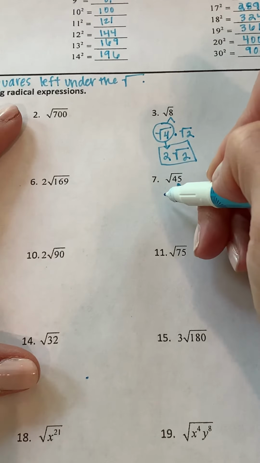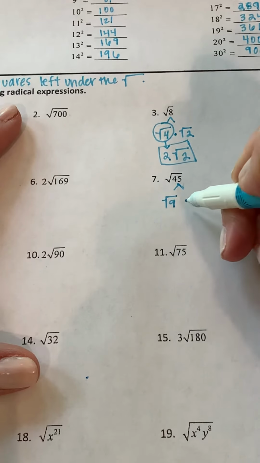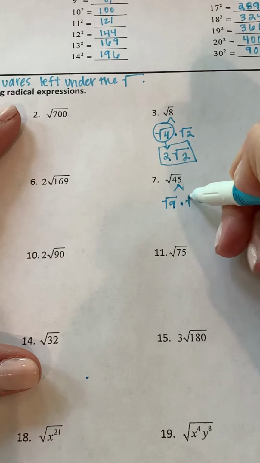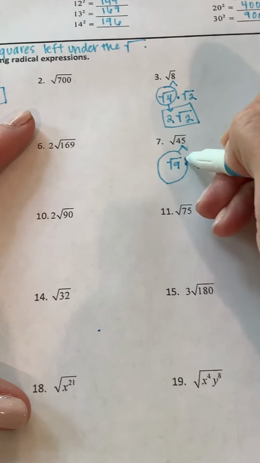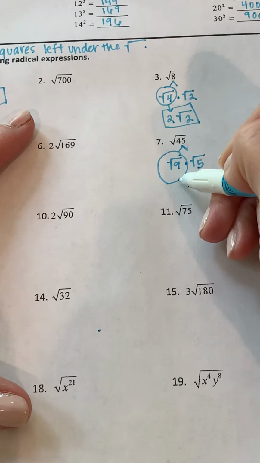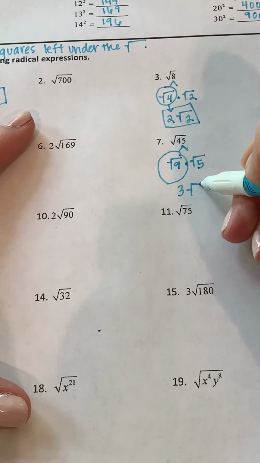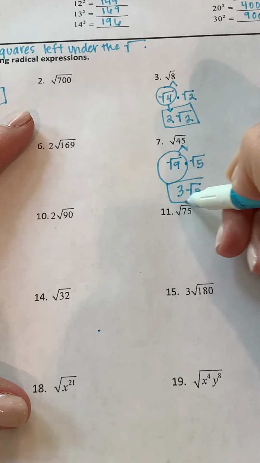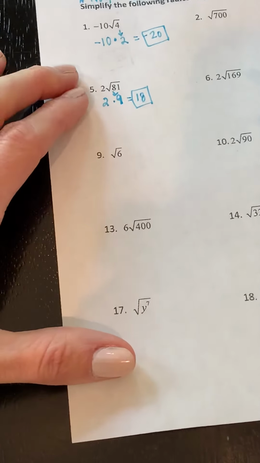So I can break this into the square root of 9. I usually write my perfect square first. Square root of 9 times the square root of 5. All right, well, I'm going to take the square root of 9 because I know that I can. So now I have 3 times the square root of 5. So it's just 3 square root of 5, and that is my final answer. All right, number 9.